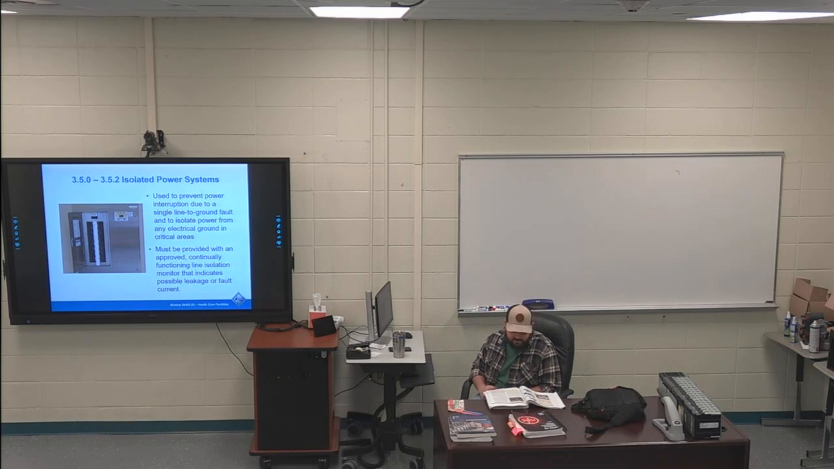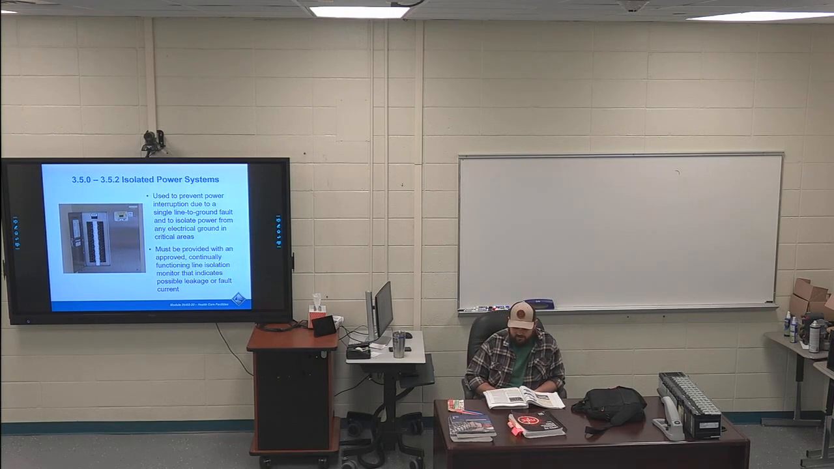Installation of these isolated power systems. 351, second paragraph, second sentence is highlighted. The secondary voltage of an isolation transformer must not exceed 600 volts between conductors of each circuit. Skip the next paragraph, and the sentence before the bullet points is highlighted.